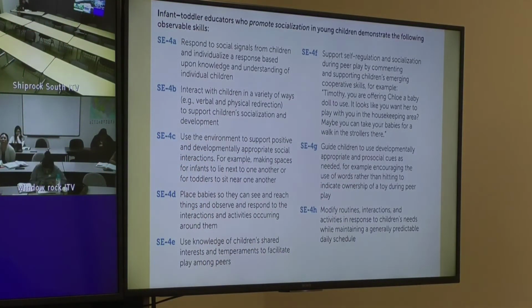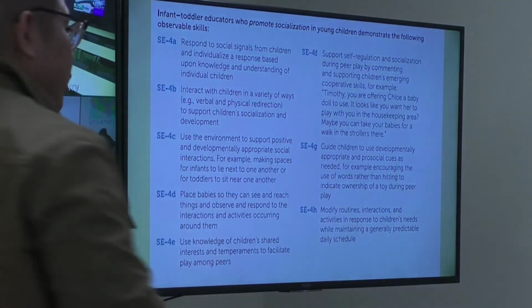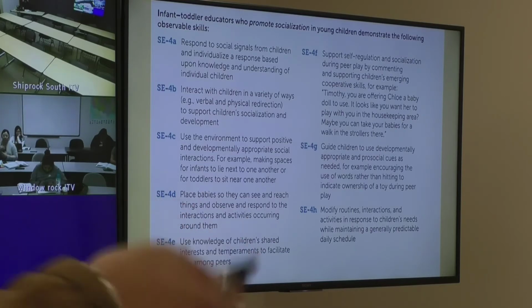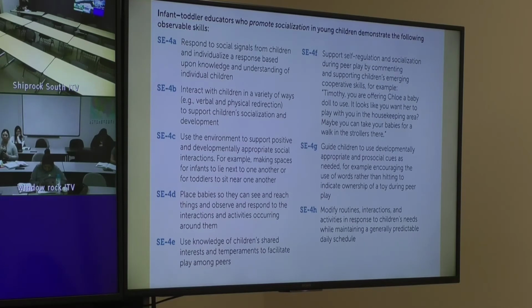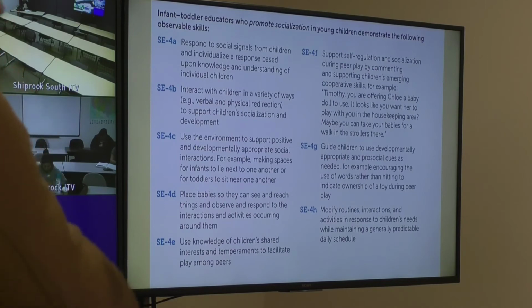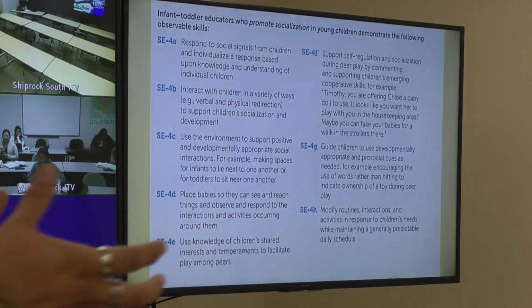Number 4G, guide children to use developmentally appropriate and pro-social cues as needed. So in other words, encouraging the use of words rather than hitting to indicate ownership of the toy during peer play. In other words, mine, no, stuff like that. And when I was working with toddlers, I've seen a lot of people come to a child and start tickling them. How many enjoy being tickled? I don't. Worst feeling in the world. But how many have ever done that to a child and the child's like, stop it! And the child literally says what?